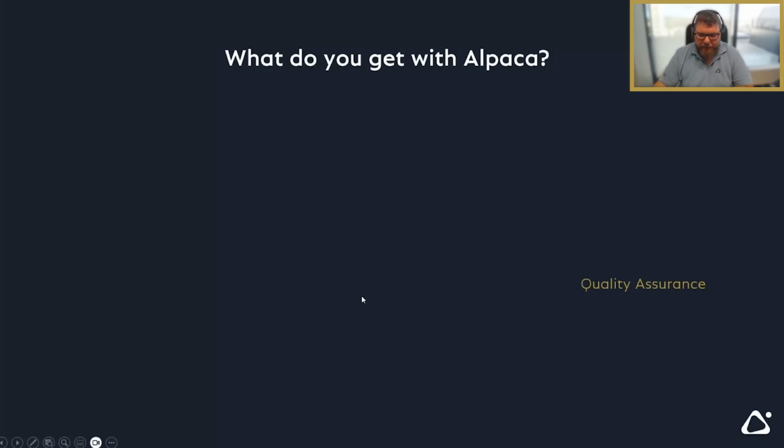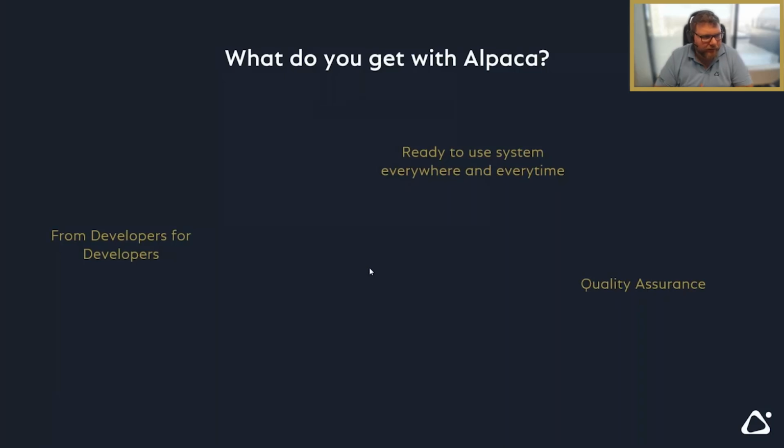So if you don't know what COSMO Alpaca is, you may want to know which features we handle. So we have quality assurance. We are from developers for developers. We have a ready-to-use system everywhere and every time. We don't have any restrictions to any operating system. So you can use COSMO Alpaca on your Mac system or your Linux system and run your Business Central development environment wherever you want. We have CI/CD processes.